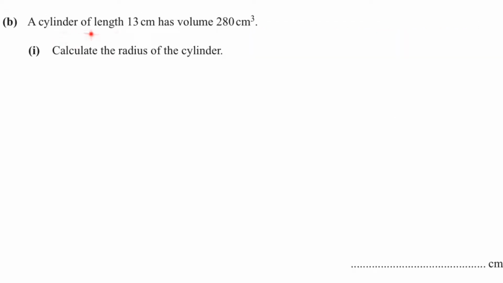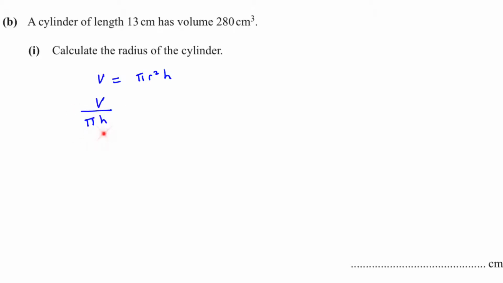Part B. A cylinder of length 13 centimeter has volume 280 cubic centimeter. Calculate the radius of the cylinder. To find the volume of the cylinder, we use the formula pi r square h. h is the height, or in this case the length. It means the same thing. You have to make r the subject. So pi and h are multiplied. When you bring to the other side, it will be divide.